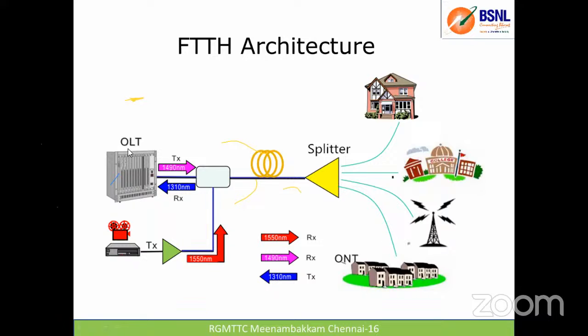premises. This is an OLT. Actually, these splitters will come under the OAN, that is the optical access network. Then this is the customer end, where we have the ONT, optical network terminal or optical network unit.